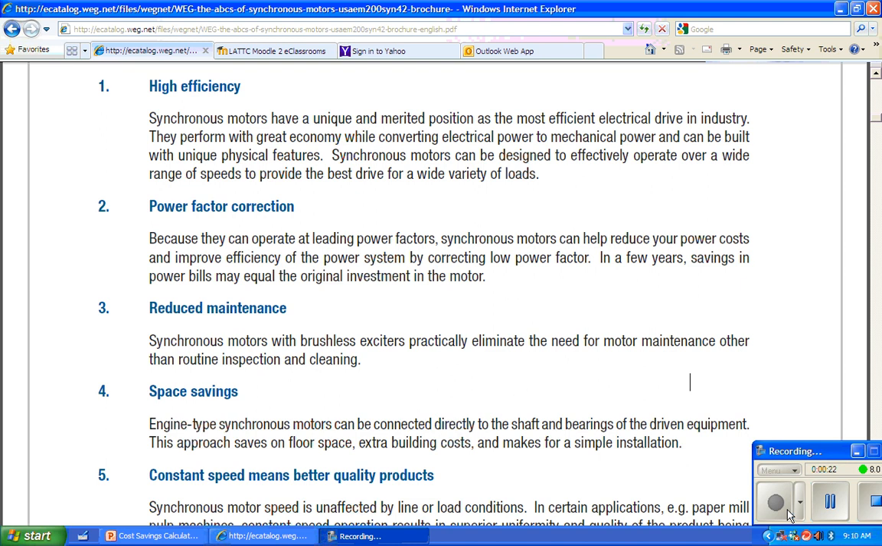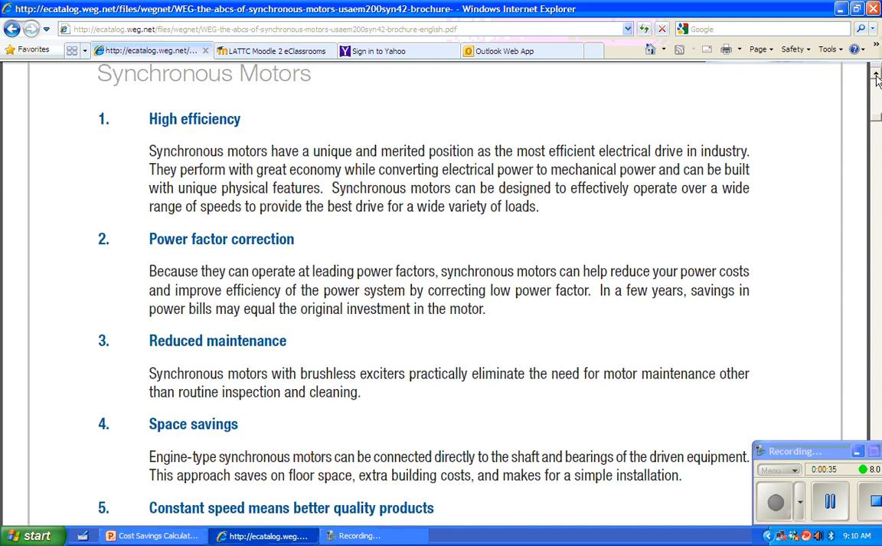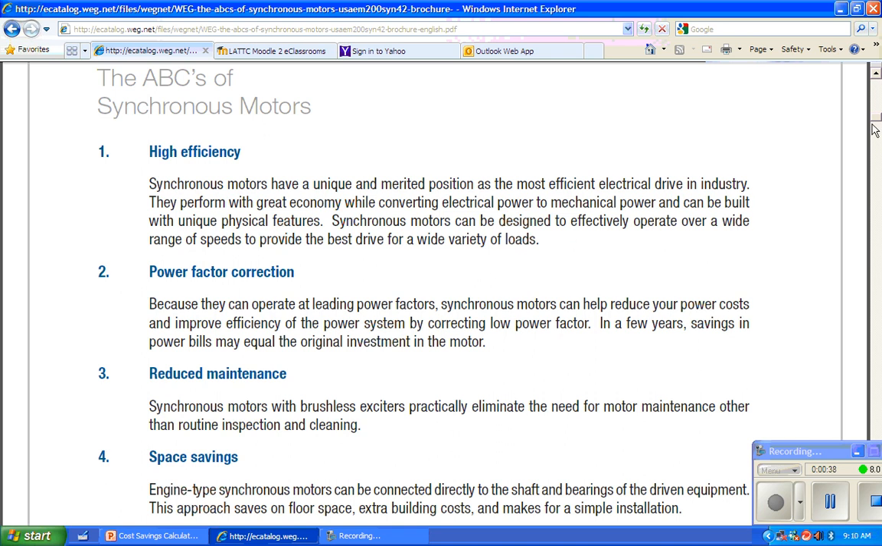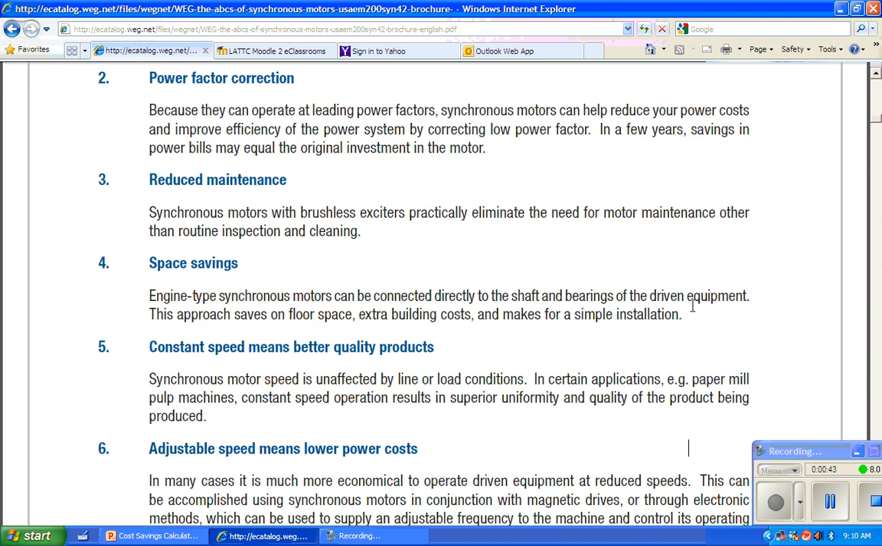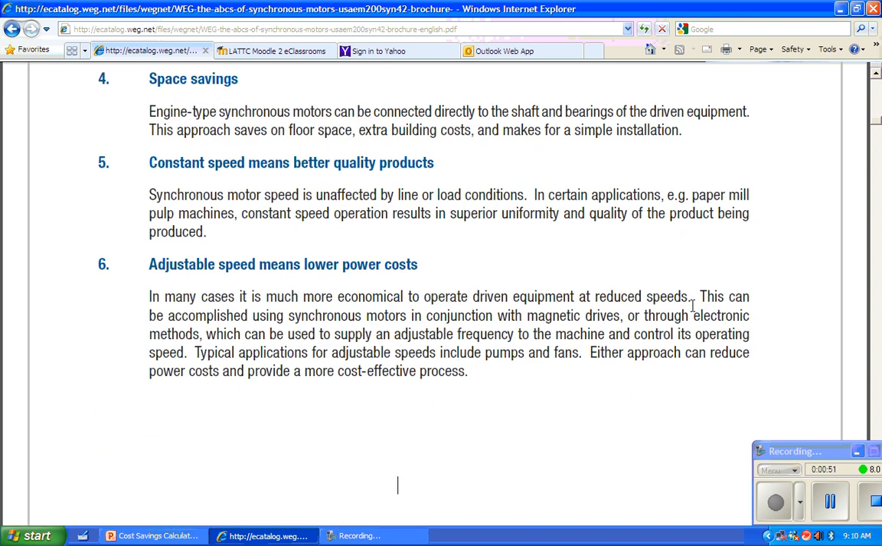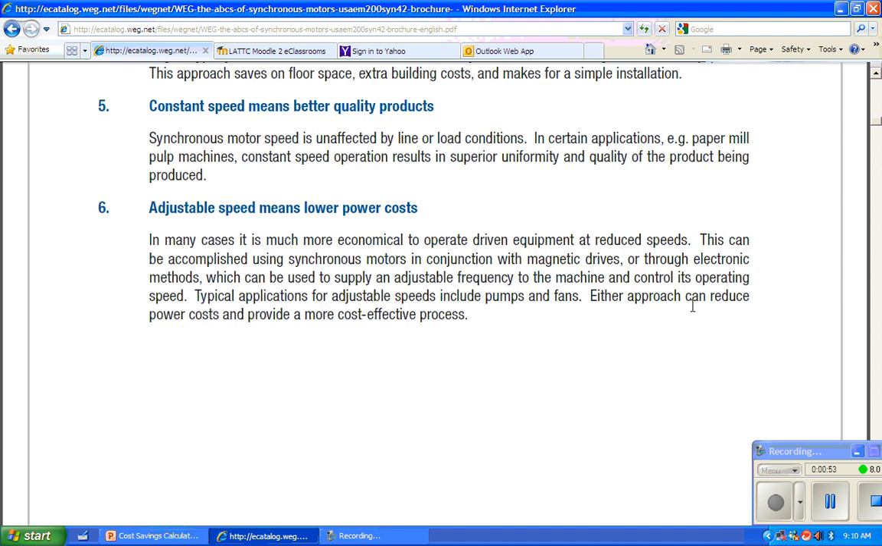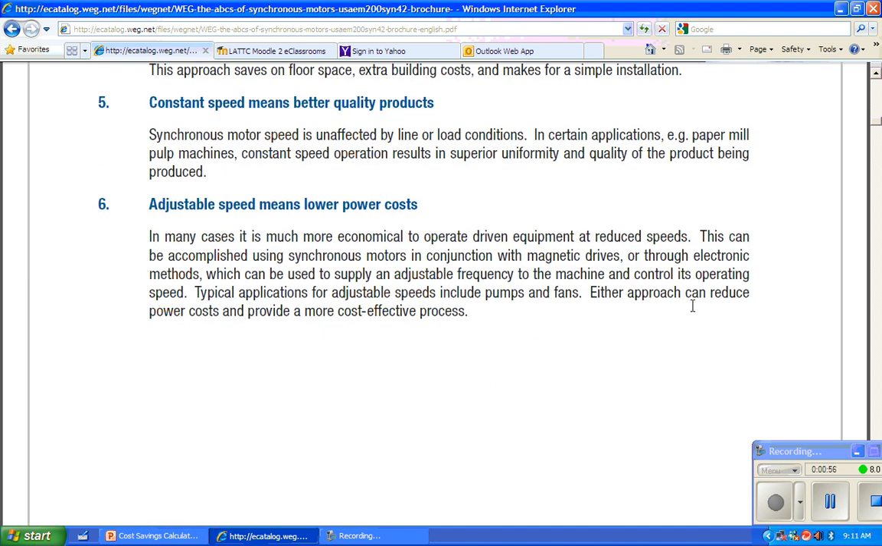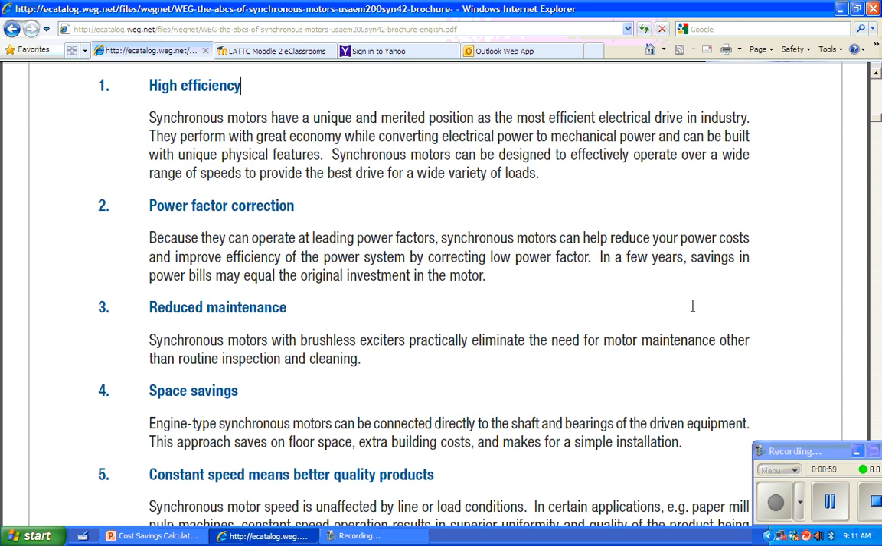This is from a website that does not belong to me, so I'm using it for educational purposes. It is from the ABCs of Synchronous Motors website. I've given proper credit to whoever created it, and it has a lot of good information about synchronous motors. We're going to go over some of this stuff.